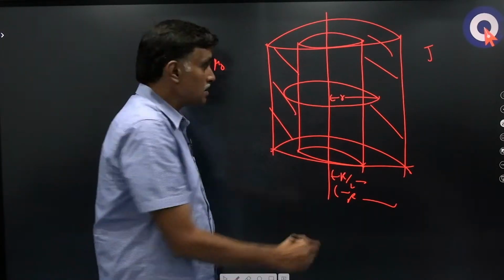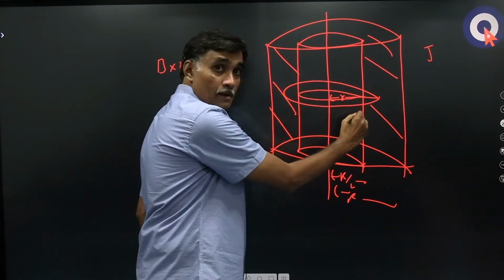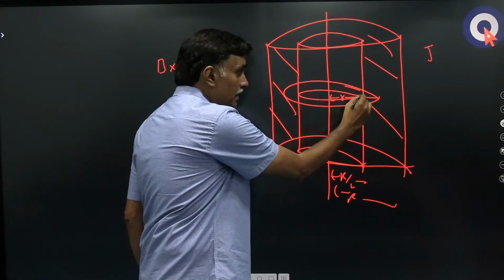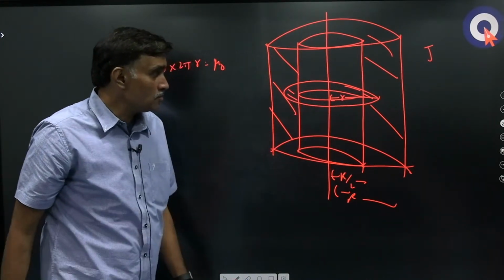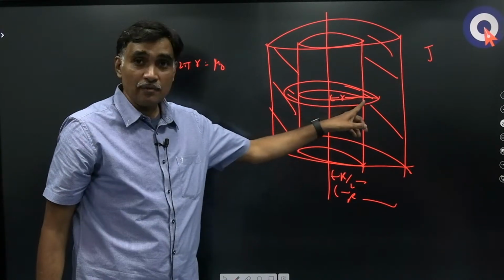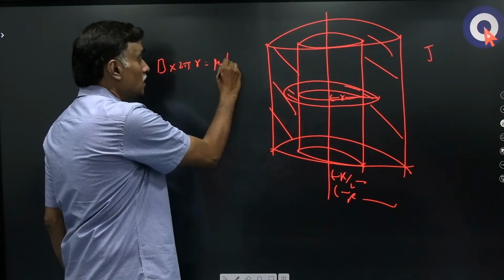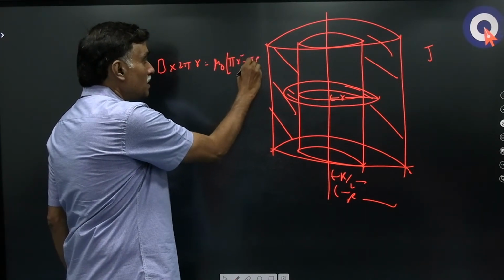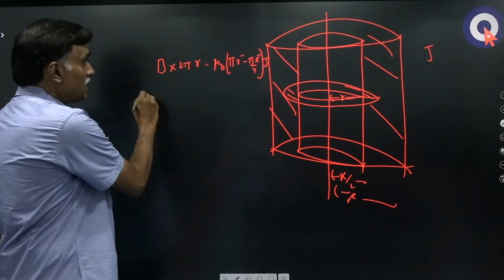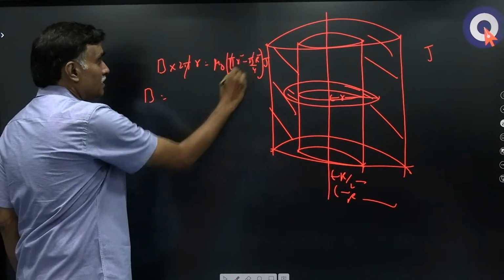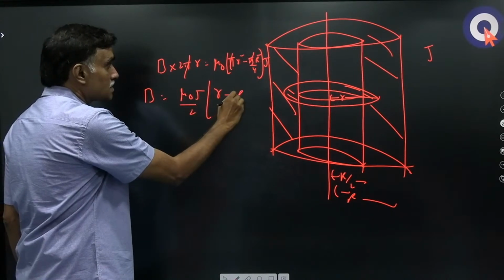because J is constant. What is the current within this loop? It is the current between these two circular loops, meaning the area between these two circles into the current density. What is that area? Pi into R square by 4 is the inner area, and the outer area is pi small r square. So what do you get? Mu naught into pi small r square minus pi R square by 4 into J. So what is B? If I cancel pi, B is mu naught J by 2 into r minus R square by 4r.